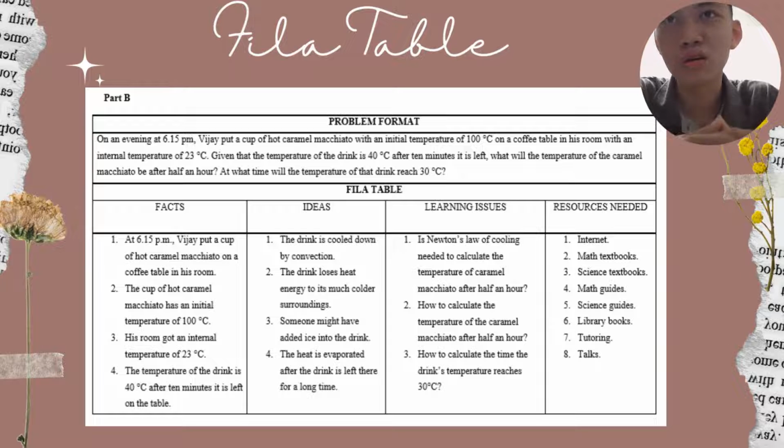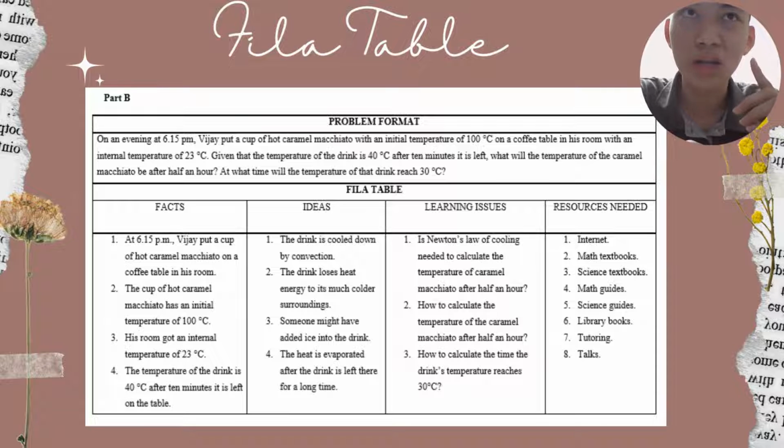Well, from this problem format, we get the facts. At 6:15 p.m., Vijay put a cup of hot caramel macchiato on a coffee table in his room. The second fact is the cup of hot caramel macchiato has an initial temperature of 100 Celsius. And the third fact is the room has a temperature of 33 Celsius. And the fourth fact is the drink is 40 Celsius 10 minutes after it is left. So now we got all the facts.